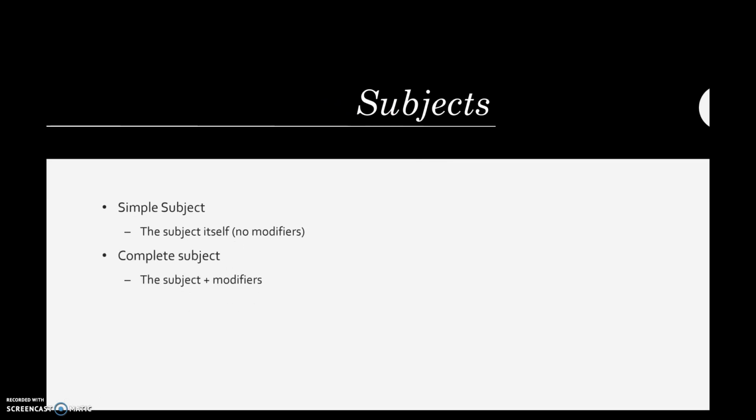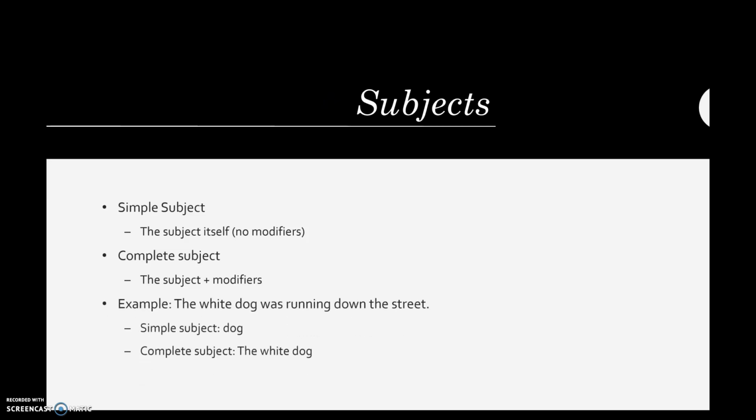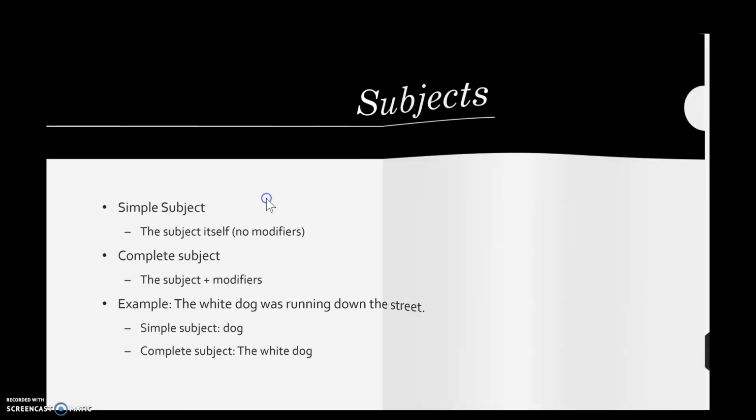And again, well, it flipped forward, so we'll jump ahead to subjects. So a simple subject is the subject itself with no modifiers. And remember, again, modifiers are things like adjectives. The complete subject is the subject plus any modifiers. So let me see if I put an example. Okay. Example, the white dog was running down the street. The simple subject is dog, just what's doing the running. The complete subject is the white dog. The white dog includes the word the, which indicates which dog, and white, which indicates the color, both of which are adjectives.